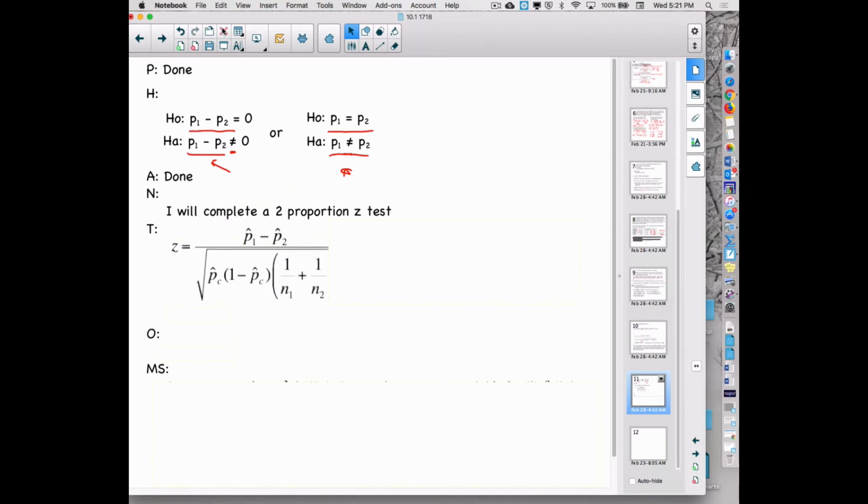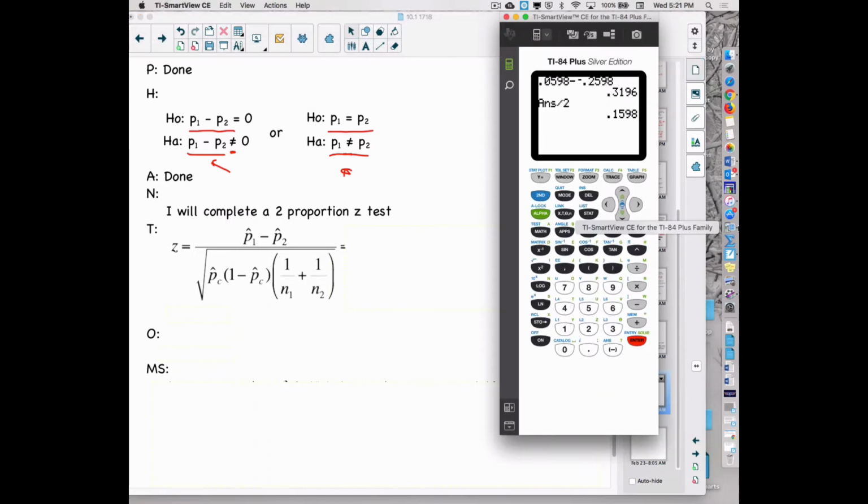There's my formula with letters. To get my formula with numbers, I am going to actually run my test. So I am now doing a 2-prop z-test. The good news is if you already ran the interval, the number's already popped in there. The only thing I need to do besides putting in the x and the n for each fraction is make sure my symbol is correct. And I do want not equal to here.